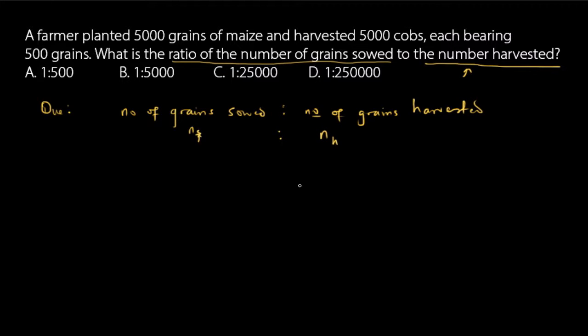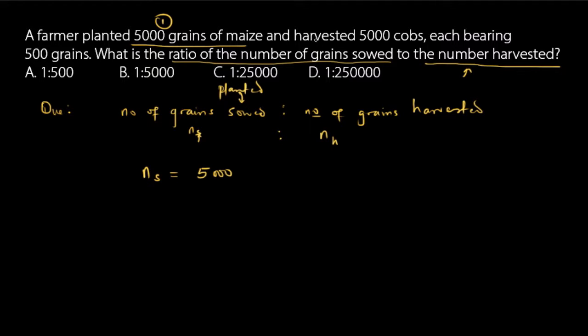So number harvested. According to the problem statement, we've been told that the farmer planted 5,000 grains. Another name for sowed is planted, so the number of grains planted is the same thing as the number of grains sowed. So this is just English. It says a farmer planted 5,000 grains of maize. This is the first information we are given, so that means the number of grains sowed or planted is 5,000.